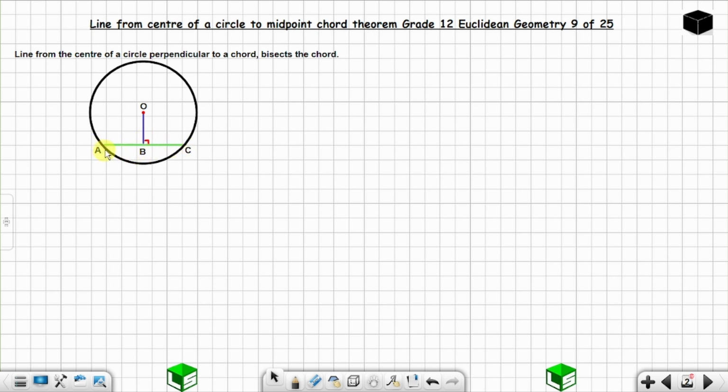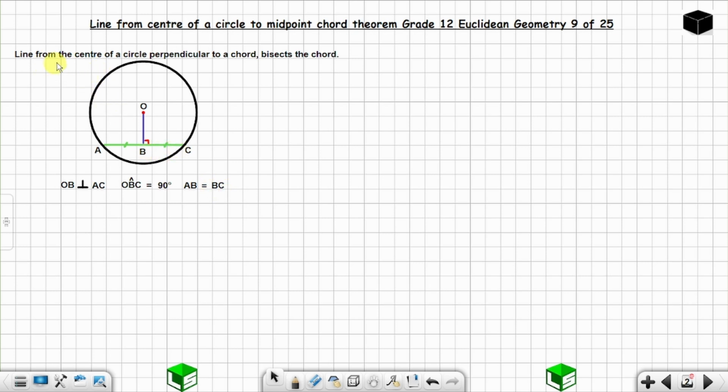You have the chord AC. AB is equal to BC. This is to bisect, to divide something into two equal parts. You are given OB perpendicular to AC. So the angle OBC is equal to 90 degrees. So AB is equal to BC. This is what you have to know.